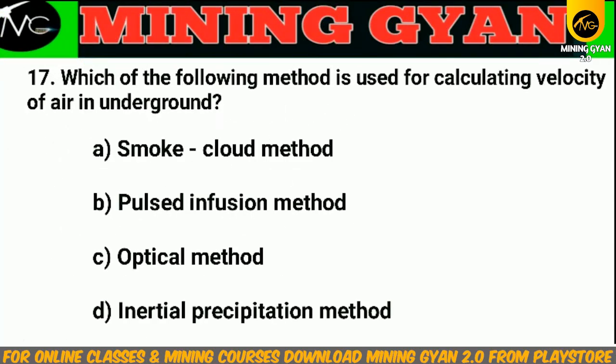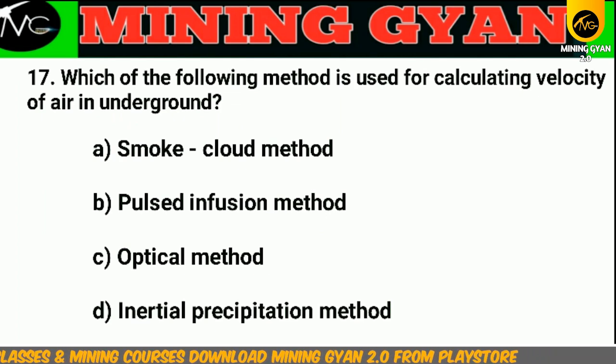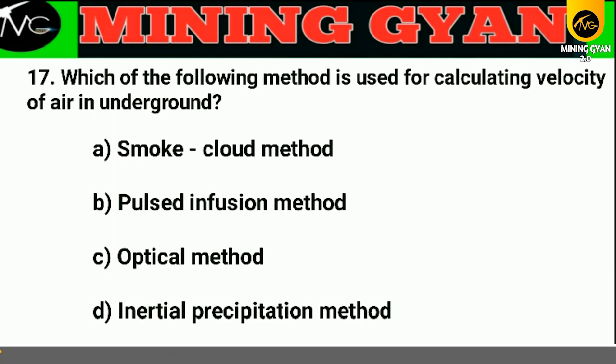Next question is, which of the following methods is used for calculating velocity of air underground? A. Smoke cloud method. B. Pulsed infusion method. C. Optical method. D. Inertial precipitation method. Right answer is A. Smoke cloud method.